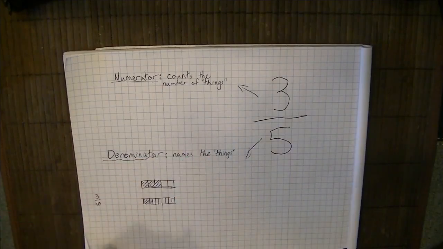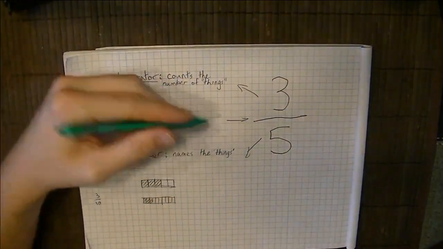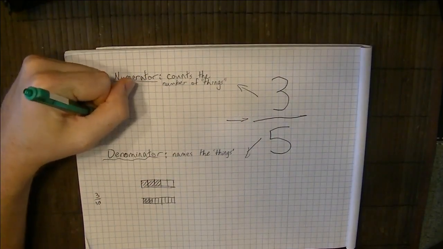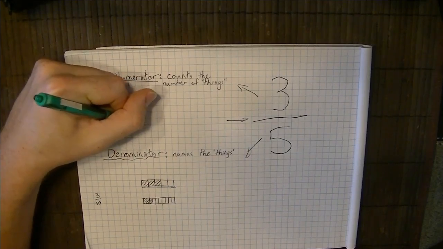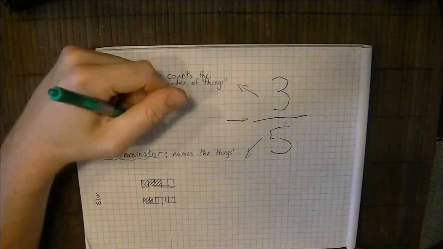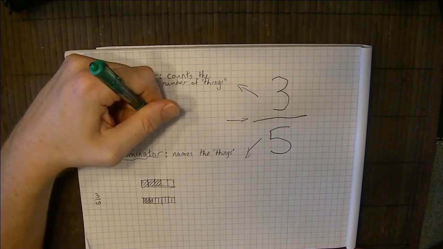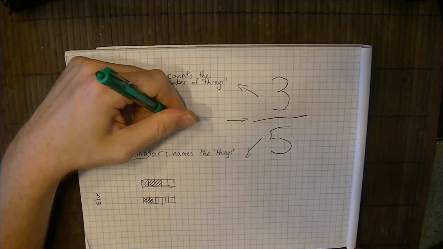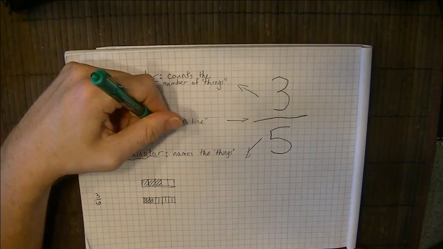There's one other part of a fraction, and it's this thing here. This line is technically called the vinculum. The vinculum, which is a word that you are never going to need to know, but now you know it. Congratulations. So we have the vinculum, but more commonly it's just going to be called the fraction line, or sometimes the fraction bar.